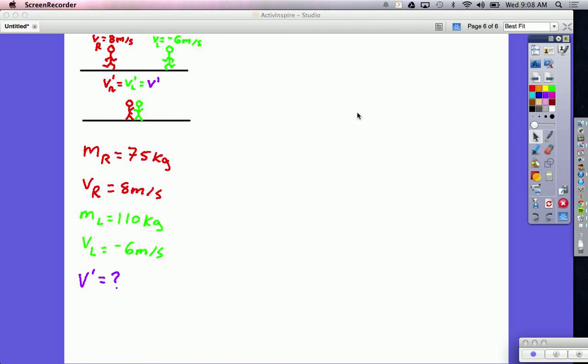In this problem, we have a running back running toward the goal line with a speed of positive 8 meters per second because it's to the right. We have a linebacker running in the other direction to try and stop him, so his speed is going to be negative 6 meters per second.